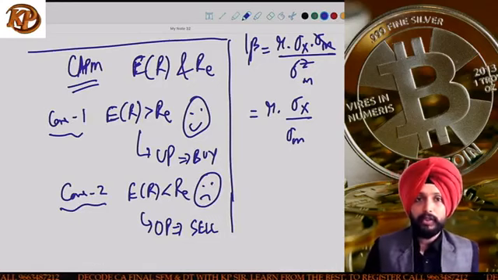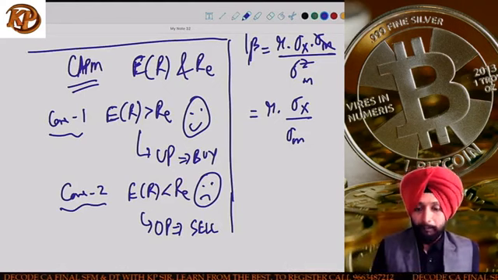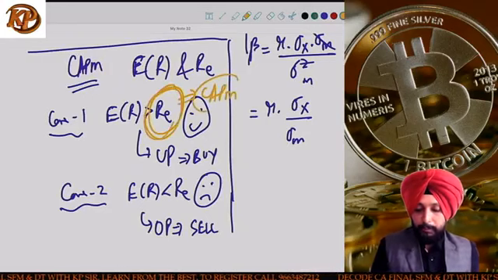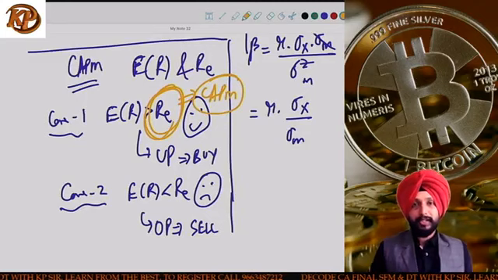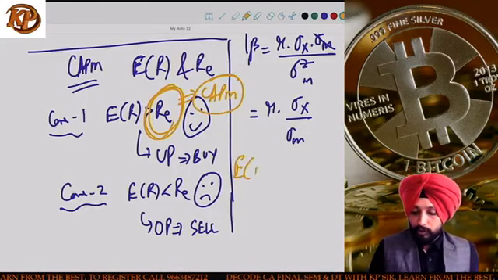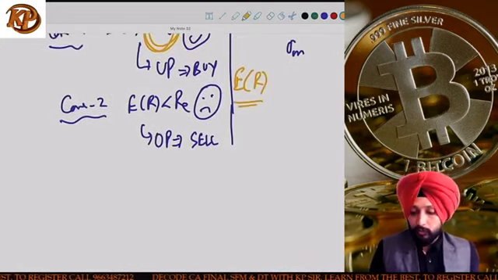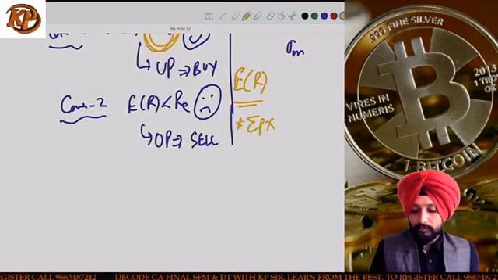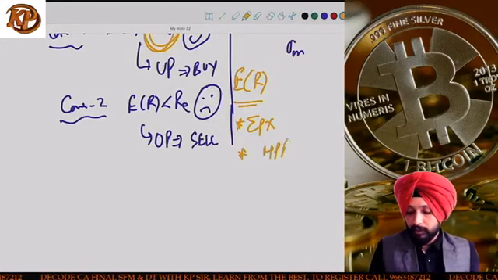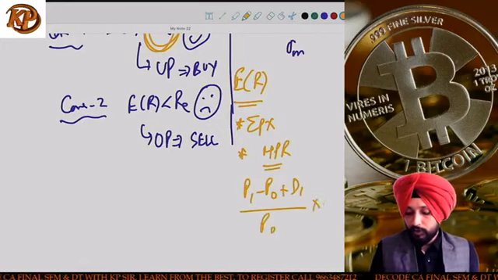Now in this, one very important thing you need to remember is RE will always be calculated as per CAPM, whereas ER, that is expected return, either will be given to you or you need to calculate it. How do we calculate it? One formula is summation PX. Another is holding period return, which is P1 minus P0 plus D1 divided by P0 into 100.